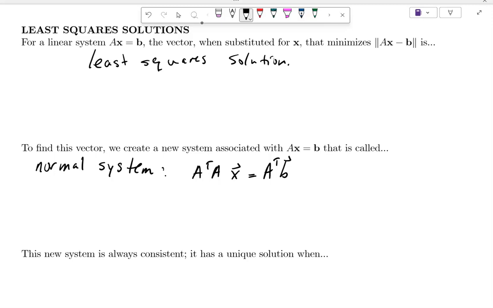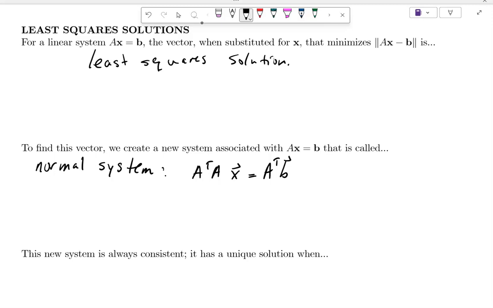Notice, when you do your A transpose A, a couple of things you notice about it. One, it's square. When I do A transpose times A, I get a square matrix. It's also symmetric. Again, we're trying to find, hopefully, a unique solution. This will always be consistent, because remember, we're projecting b down into the column space of A. So when we write out the system, that's what we're doing: projecting down into the subspace that's generated by the columns.